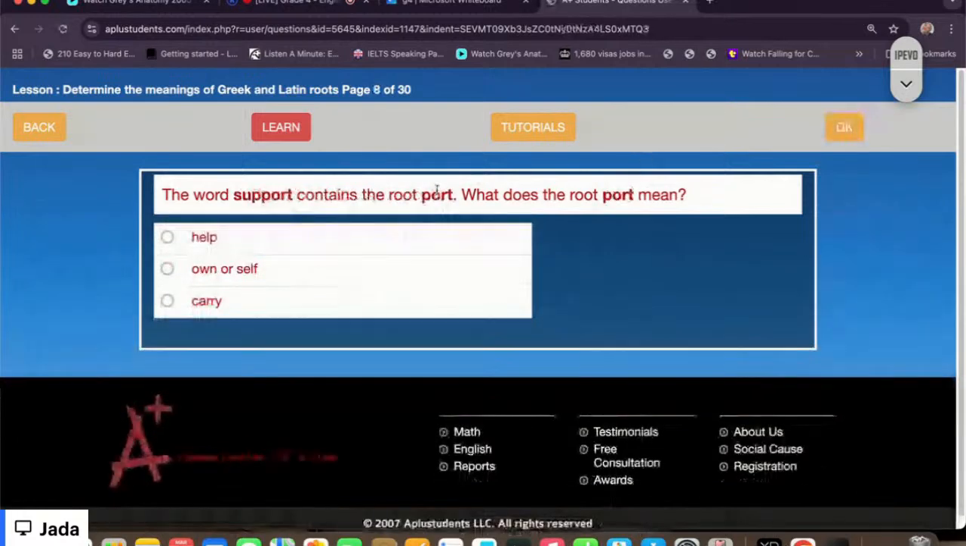Okay, so the word support contains the root part. What does the root part mean? Help, carry, own, or self. What do you think?